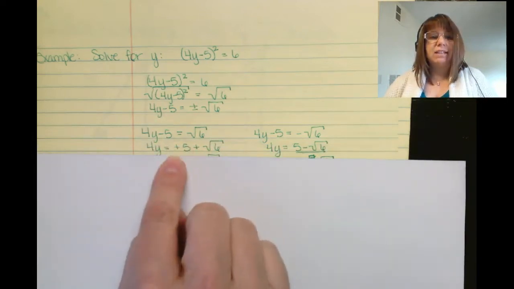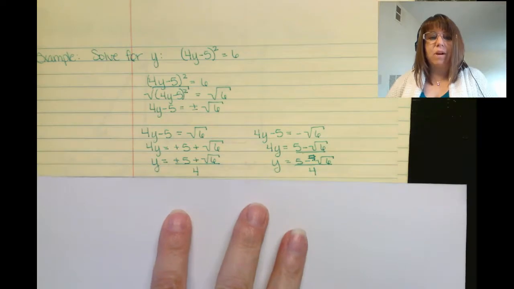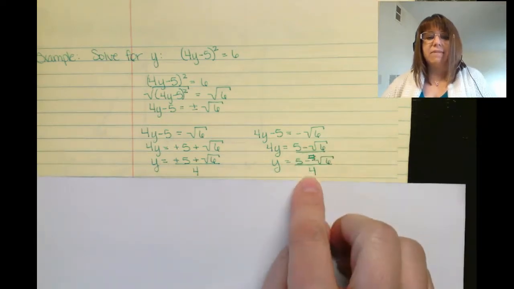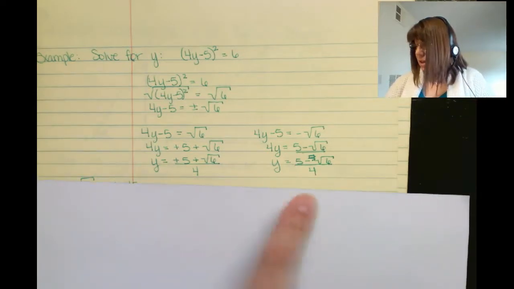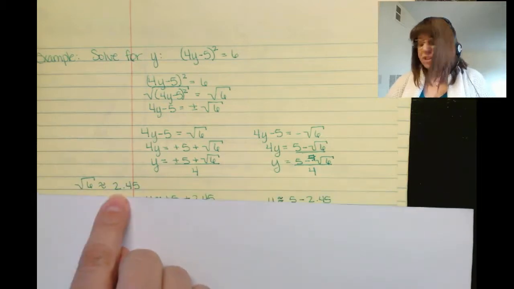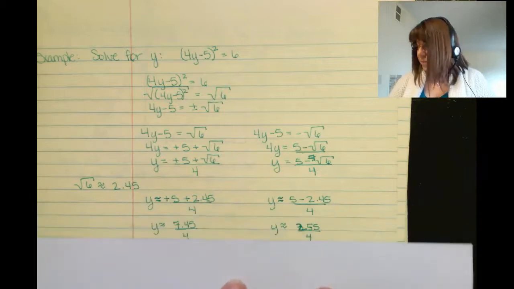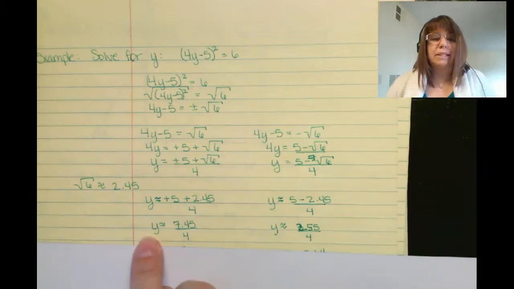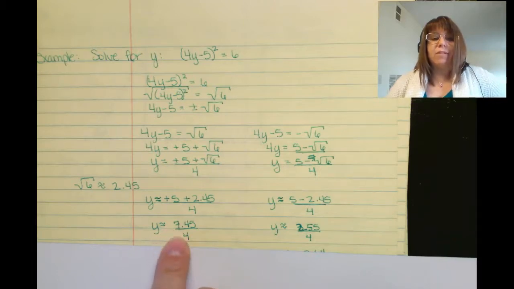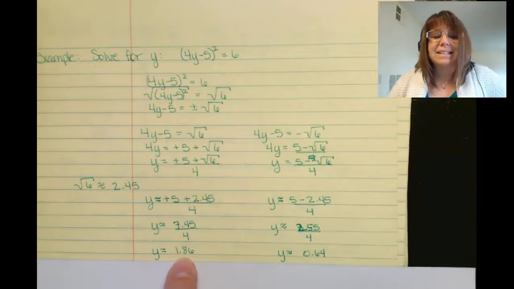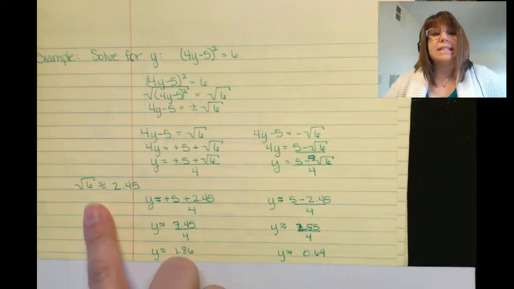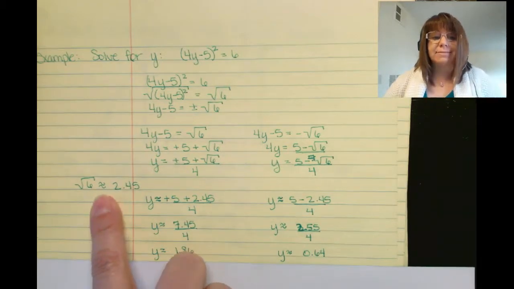Add 5 to both sides, and then divide by 4. Now your solutions are going to be, if the square root of 6 is approximately 2.45, you can plug that in and y will be approximately 7.45 over 4 and 2.55 over 4, giving us y is approximately 1.86 and approximately 0.64. Now remember, these are approximations because the square root of 6 is an irrational number, so we're approximating it.